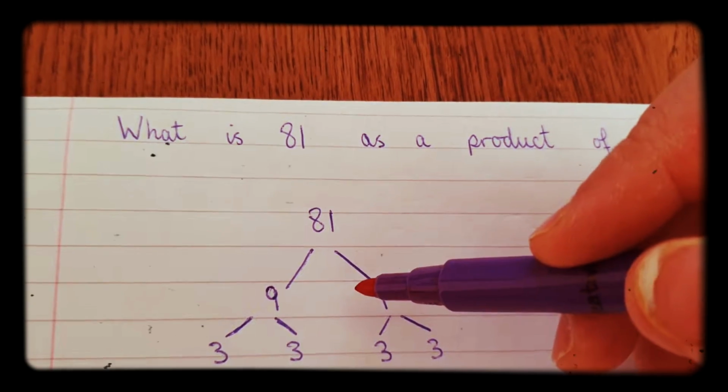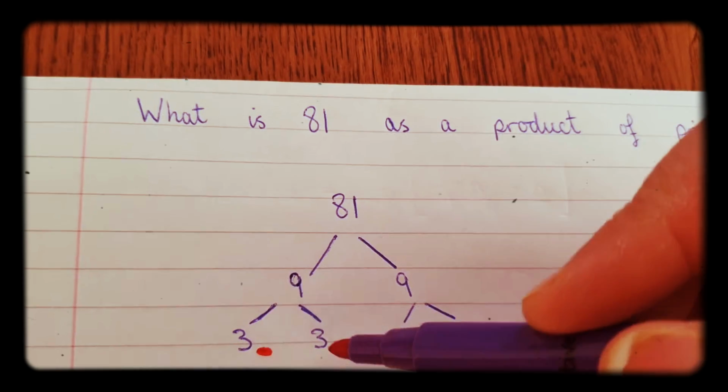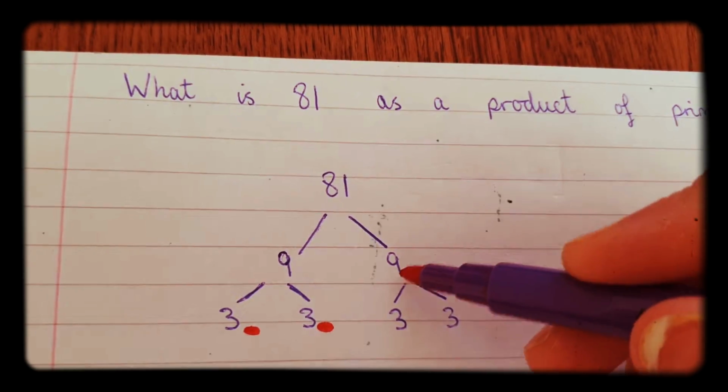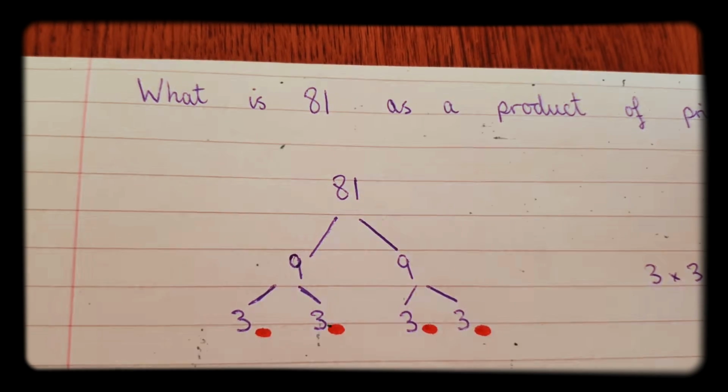However, 9 isn't a prime number. We split 9 up into its factors, 3 and 3, and these are prime numbers. And over here, we split this 9 up into 3 and 3, and these are prime numbers as well.